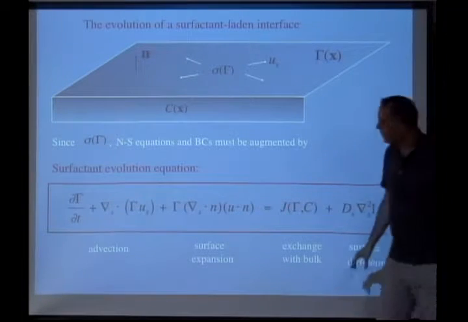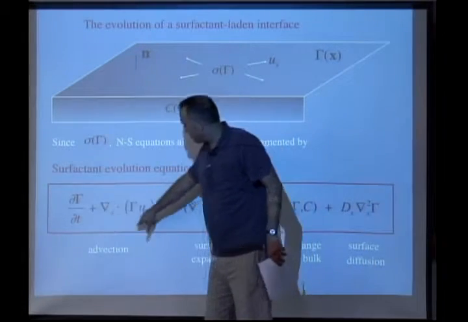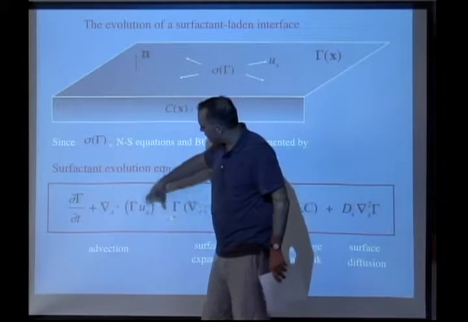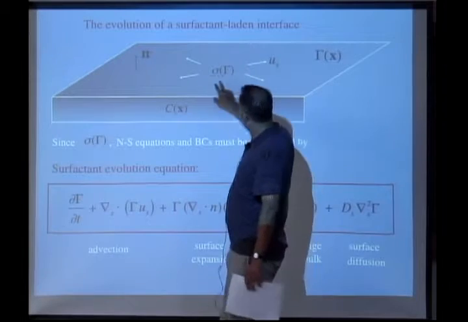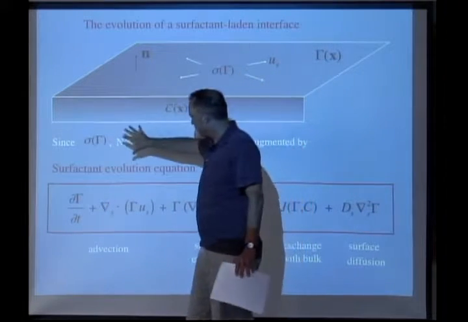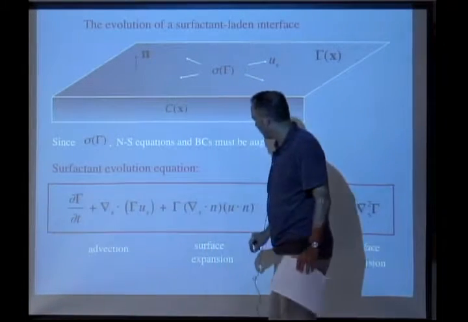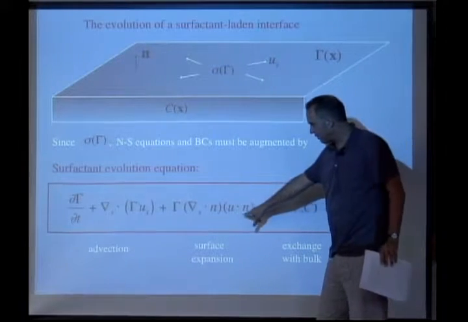And so we can see basically surfactant can be advected. So this is just our advective flow. So it's basically moved by the surface flow. So these surfactants are moved around by the flow on the surface. And then we have the surface expansion term, which I'll elucidate.